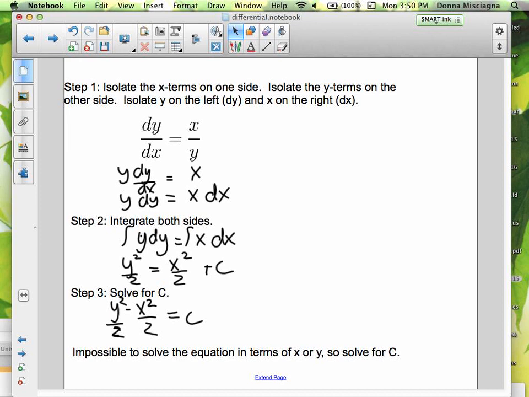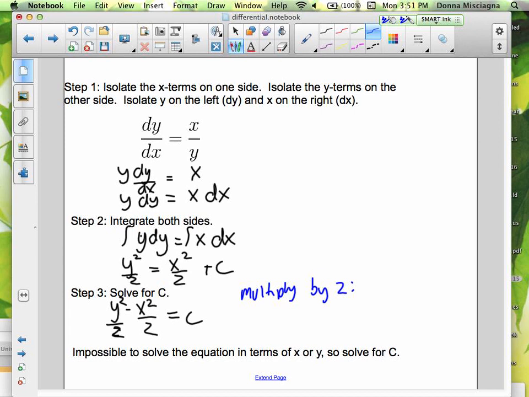Why is it impossible to solve for y? Because it's a square. If I take a square root, there are two solutions, plus or minus, so now I've got two solutions for both of these things. If you don't like the 2 in there, you can multiply by 2. Since they all have 2, except for the c, which doesn't matter because it's just some constant, we would have y squared minus x squared equals c.